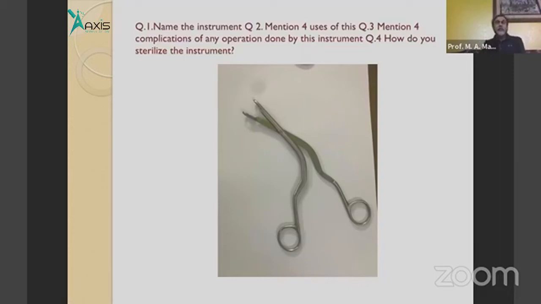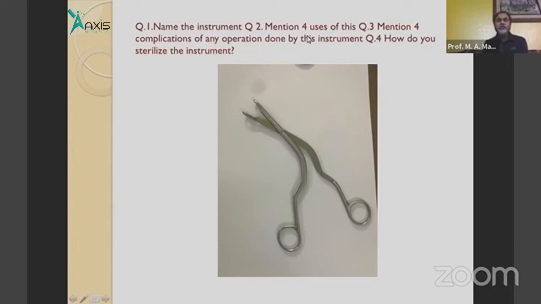Okay. Name the instrument. So this is Lux forceps, L-U-C-apostrophe-S. This Lux came from the French surgeon Henry Lux. Henry Lux and Caldwell. This Caldwell is an American surgeon. Henry Lux is a French otolaryngologist. From his name it came Lux forceps. So name the instrument: this is Lux forceps, very common, classical.